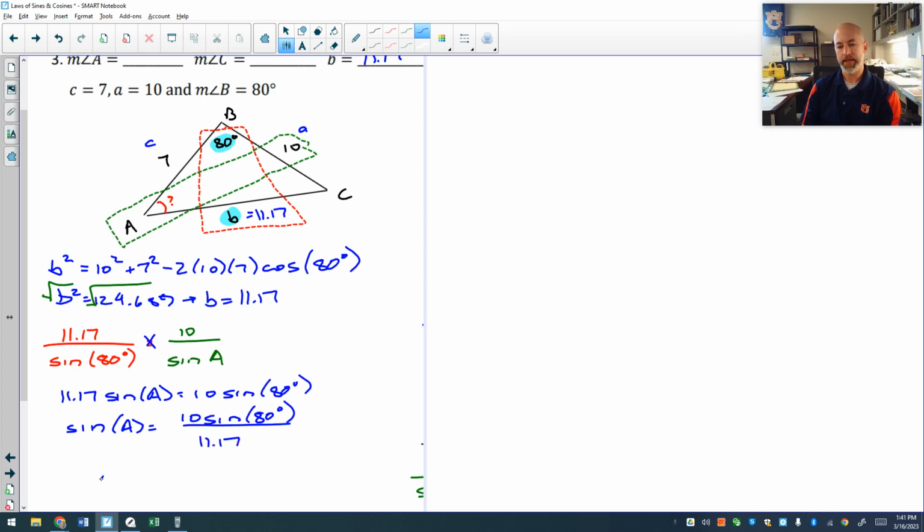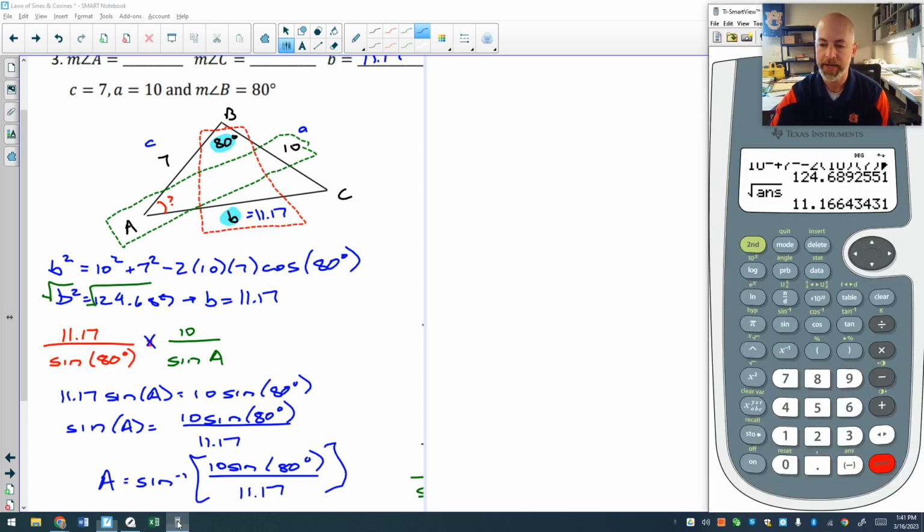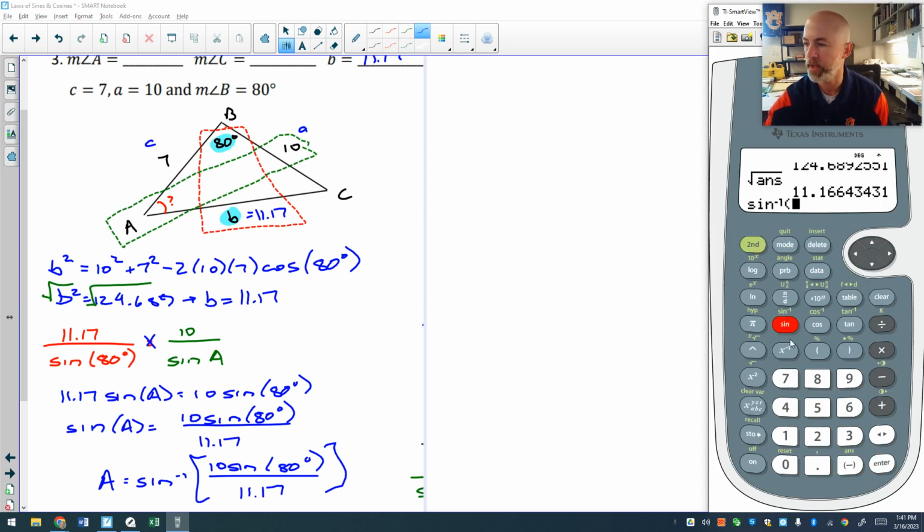And then A, since we are solving for an angle, this is where you use your inverse sine, the inverse sine of all of this up here. So 10 sine 80 degrees divided by 11.17. And we will go to our calculator, and I like to throw that in one big step. I think it's safest that way. I know it guarantees better accuracy.